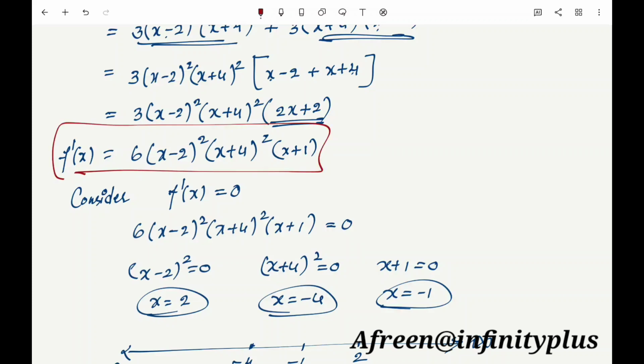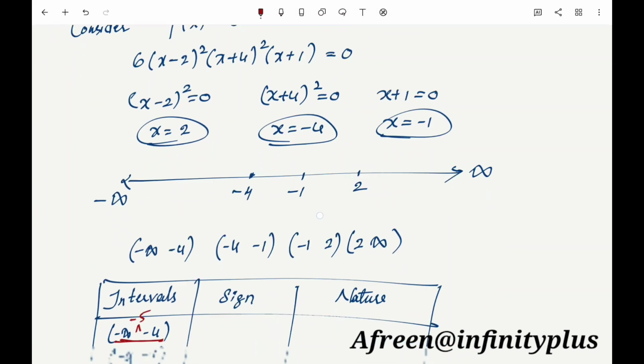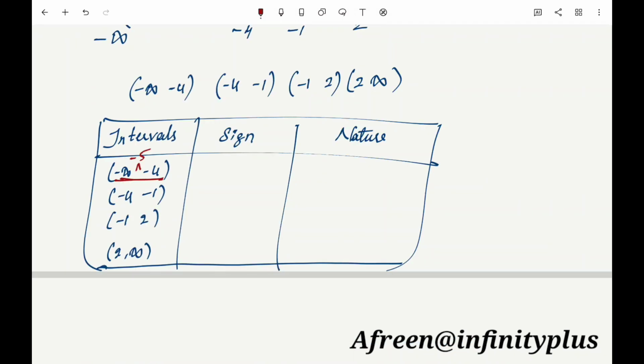Just substitute -5. What will you get? You will get positive for this term, and for this term also positive. And here you will be getting -5 plus 1, which will be negative. So the sign of f dash of x will be negative. If it is negative, you can say that it is less than 0. If f dash of x is less than 0, then it is a decreasing function.